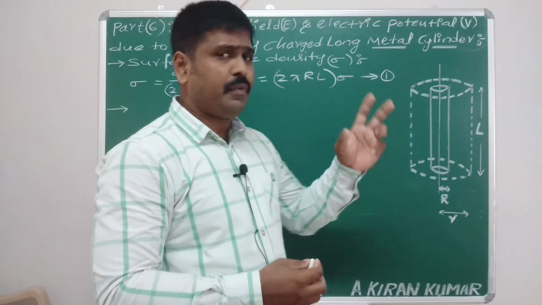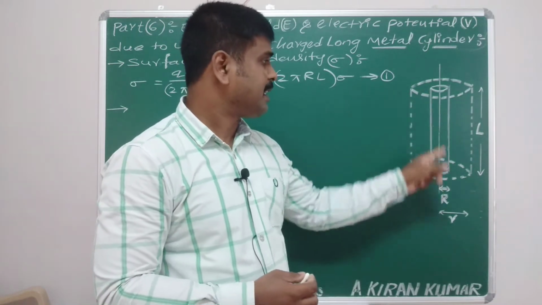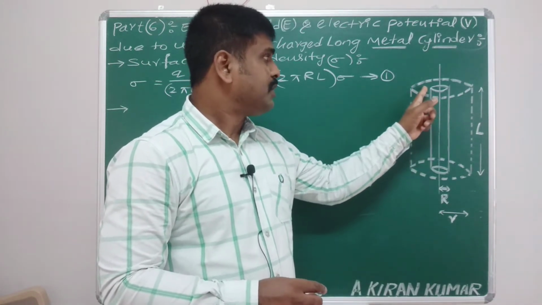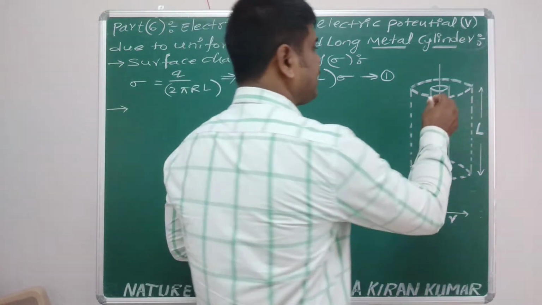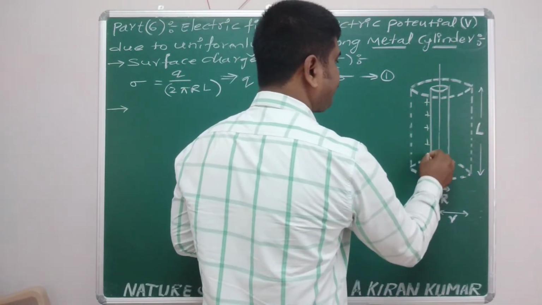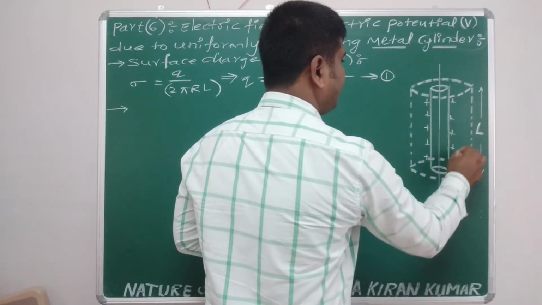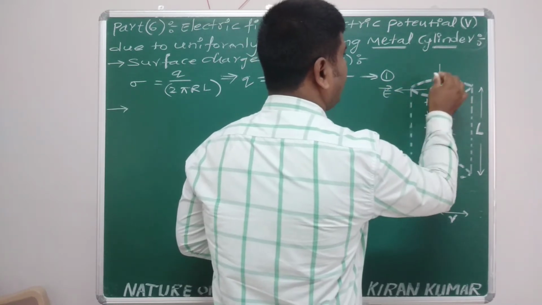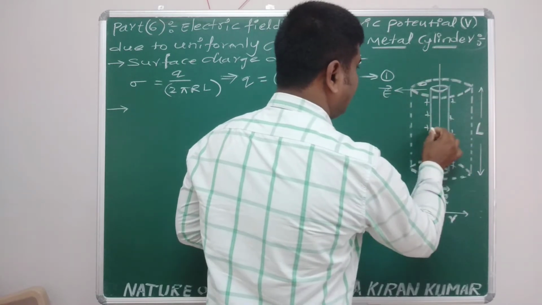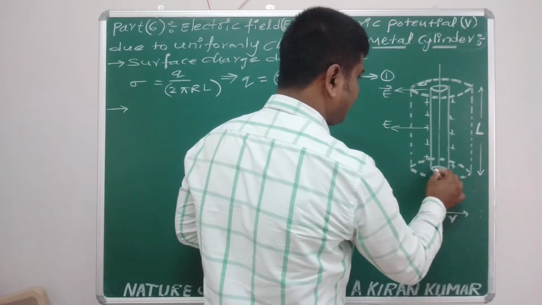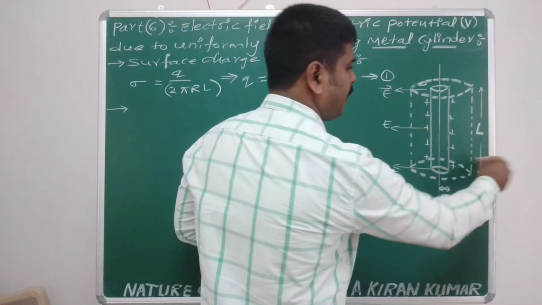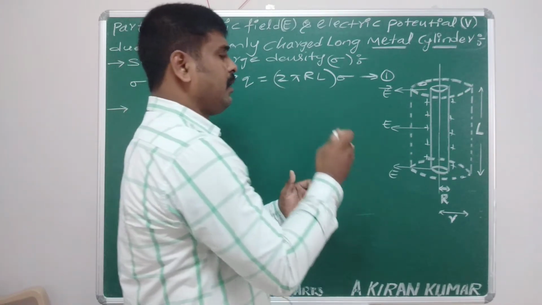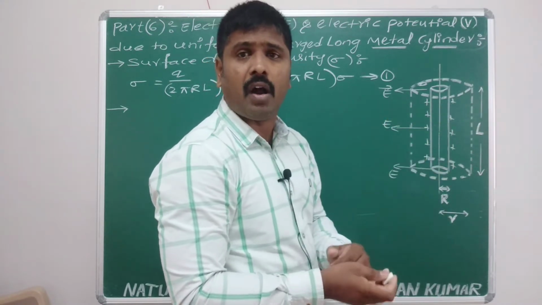Here we have 3 surfaces: 2 plane surfaces and 1 curved surface of the cylinder. The electric flux is 0 due to the 2 plane surfaces, because this is a positively charged cylinder, so the electric field is radially outward, like this. Here the electric field direction is E bar. Here also, and on the right side also, the electric field is outward. On the curved surface, the electric field is radially outward in all directions.